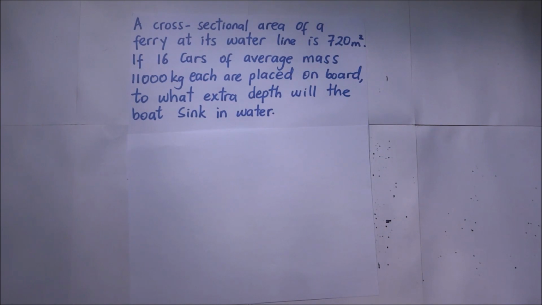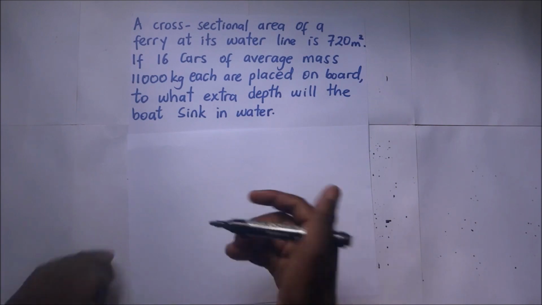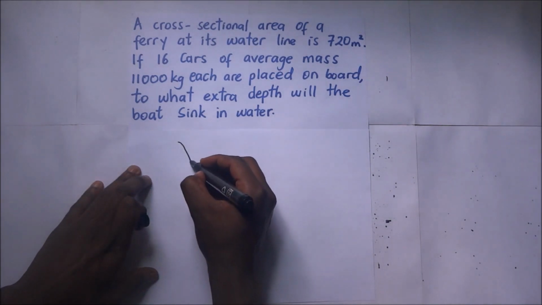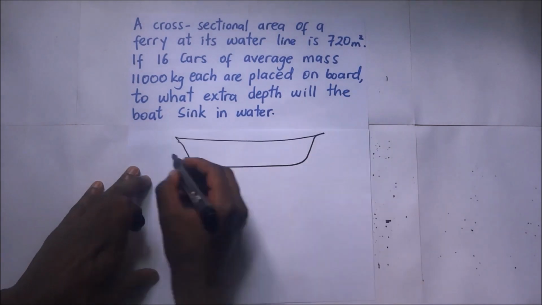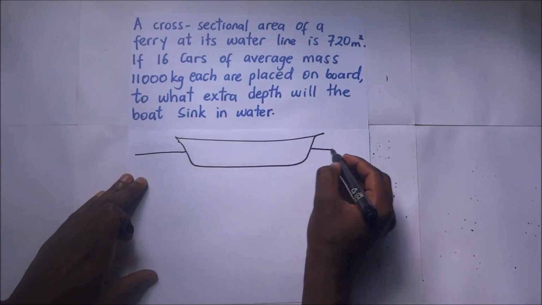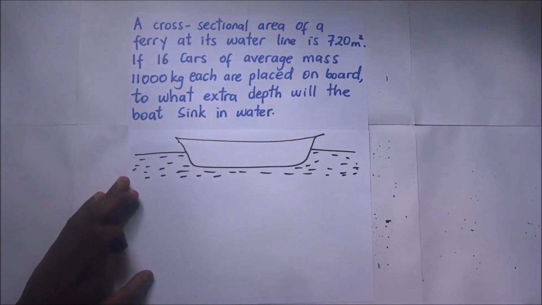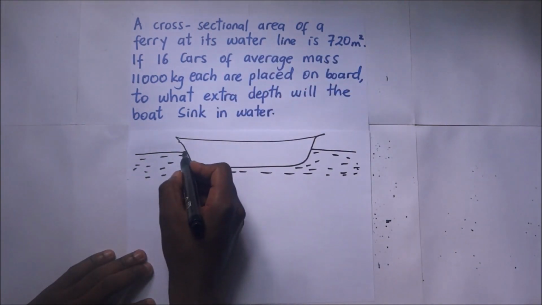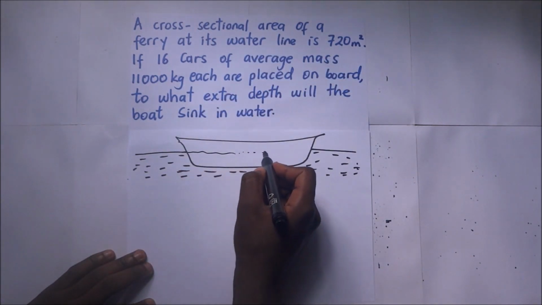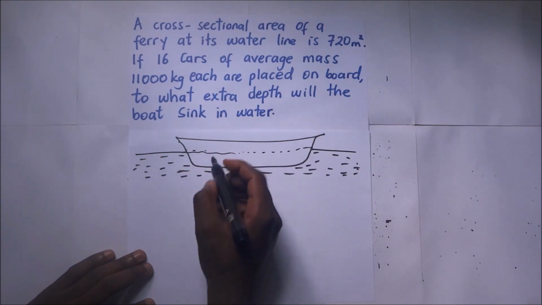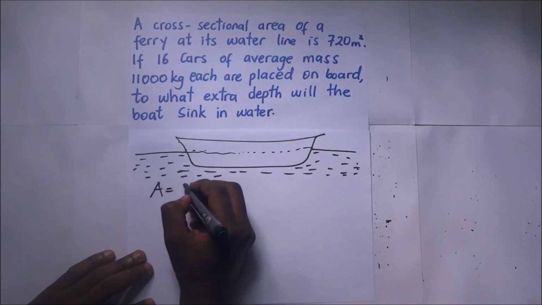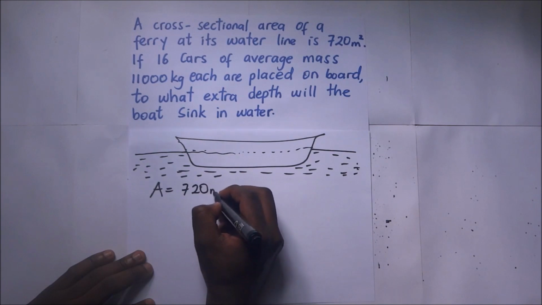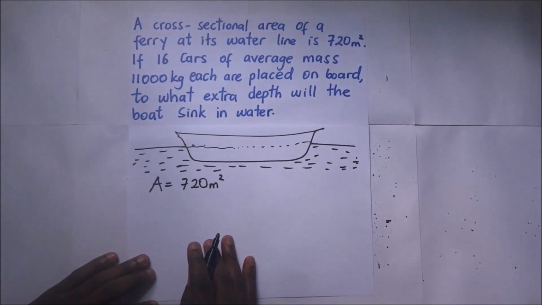And the principle is simple: the weight of the water displaced is equivalent to the weight of the entire ferry. Let me try to draw this diagram. This is the ferry right there, and this is the water line we are talking about. Now the question is telling us that the cross-sectional area of the ferry at its water line is 720 meters squared.